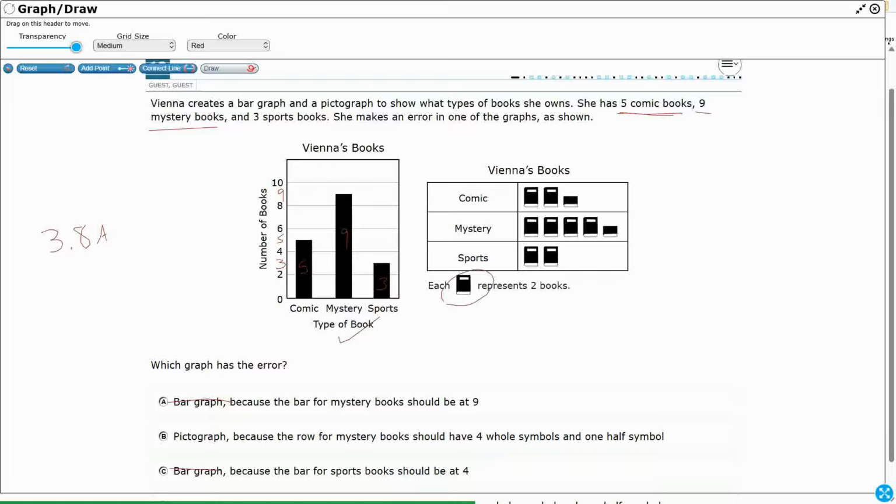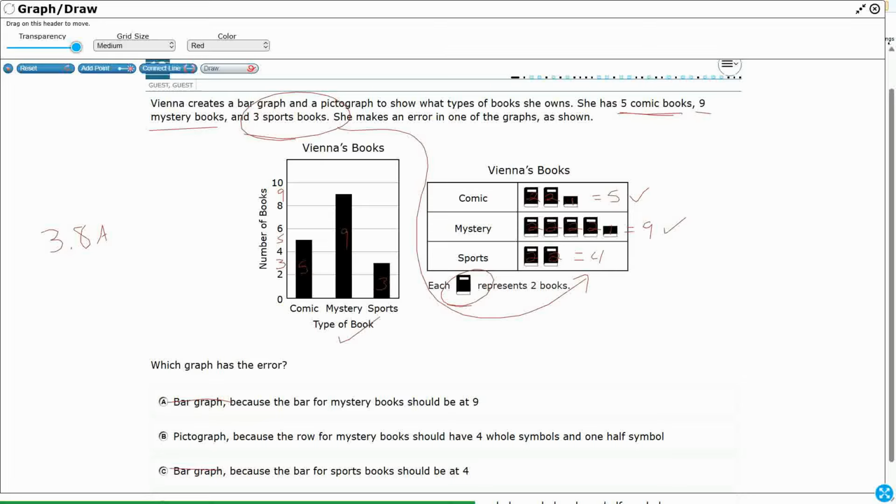Now, when we're looking at our pictograph, we need to know that each of these represents 2 books. So this is 2, this is 2, and you see I've got half a book right there? That's 1. 2 plus 2 plus 1 equals 5, so we're good. 2, 4, 6, 8, and then I've got 9, so that's good. And then I've got 2, 4. That's the problem. I should have 3 sports books instead of 4. So my issue is going to be on the sports books.